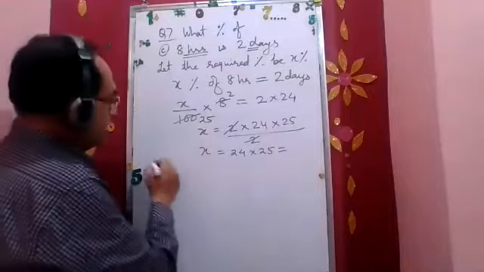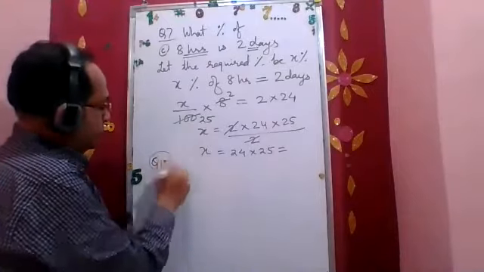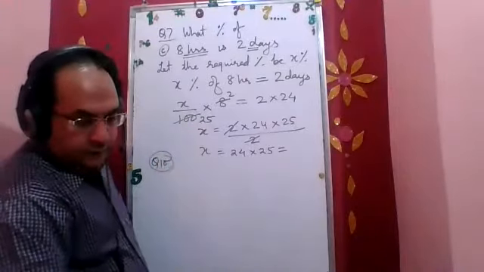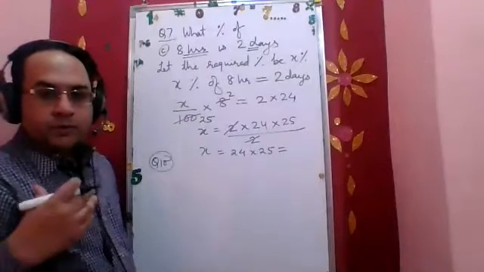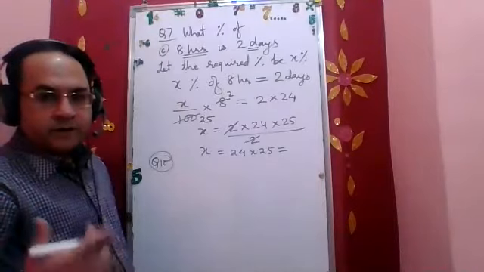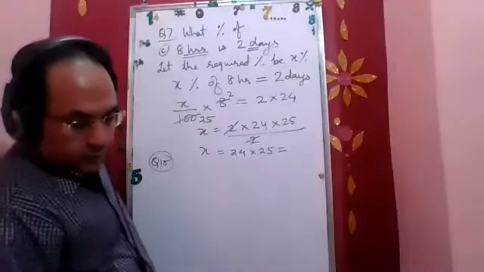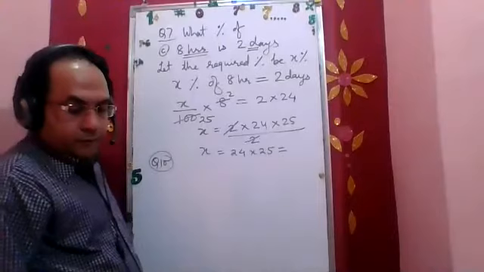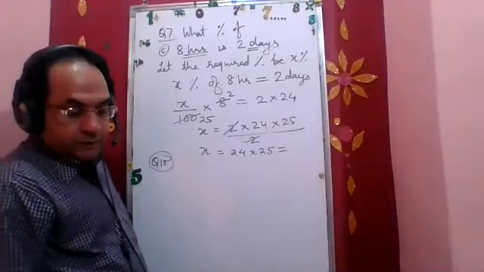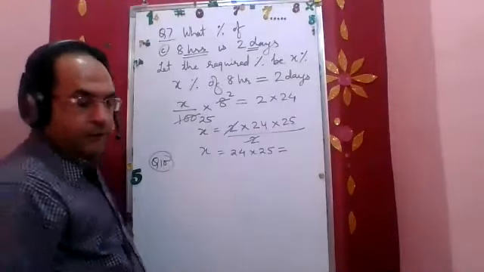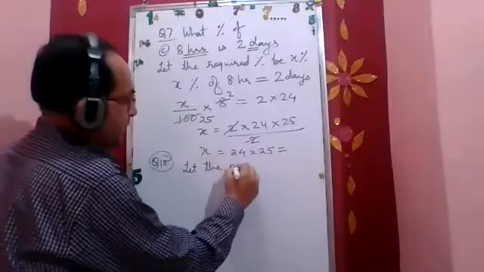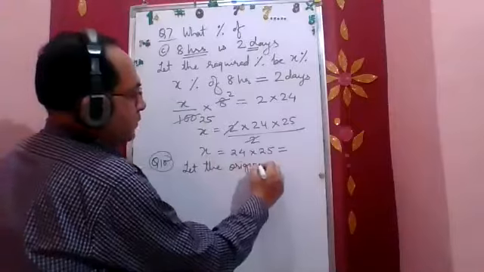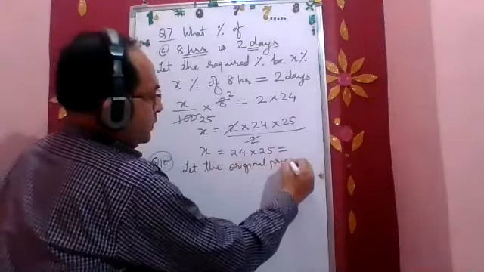Then there's question number 10, which you should understand. It says a 15% increase in the price of a sari. Here we don't know the actual price of the sari, and we know that after the 15% increase, the value of the sari becomes 115. So we say, let the original price be X.